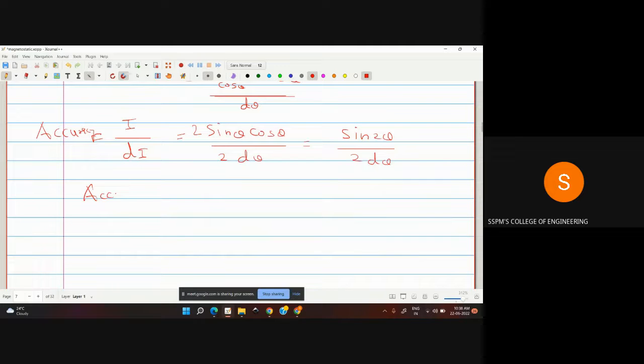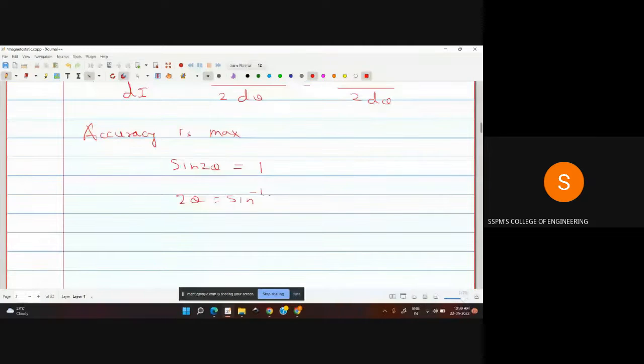So 2 theta is equal to sin inverse of 1. So sin inverse of 1 is 90. So what is theta? Theta is 90 divided by 2. It is equal to 45. So when the accuracy is maximum, the accuracy is maximum at theta is equal to 45. Okay?